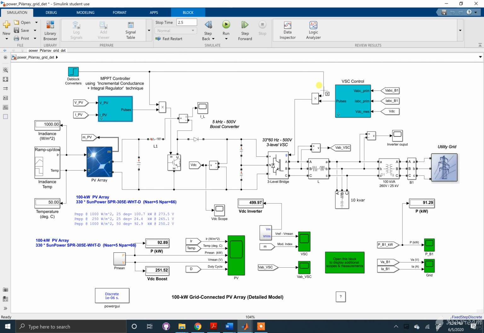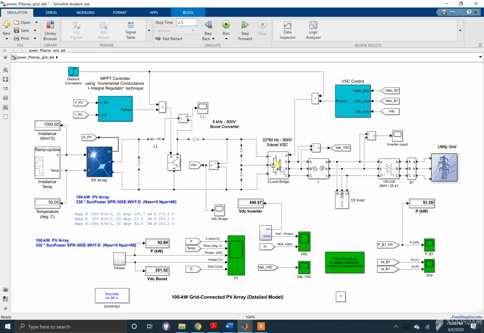Now we have a similar process that happens over here for the 3-level voltage source converter, where you have an algorithm controlling the switching operation of the converter. The specifications of this converter were a little odd in that there was no voltage drop specified, kind of like in the boost converter with the diode and the switch. But it may have been accounted for in the internal resistance.